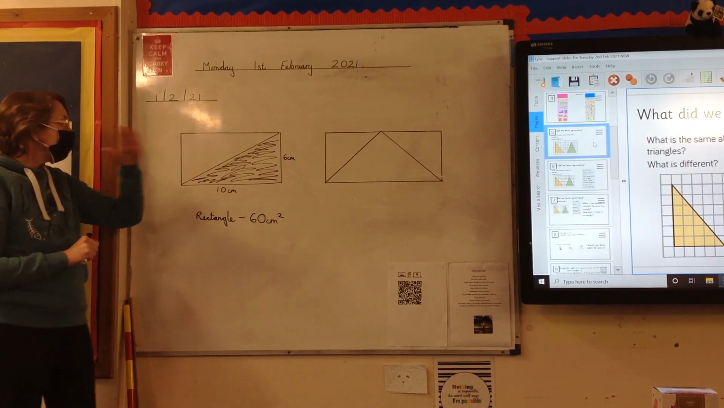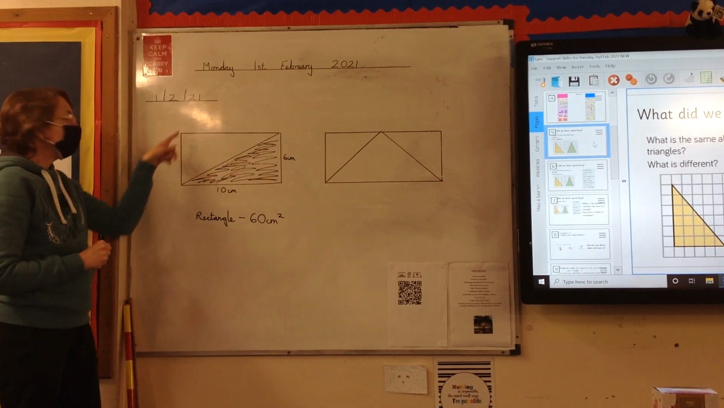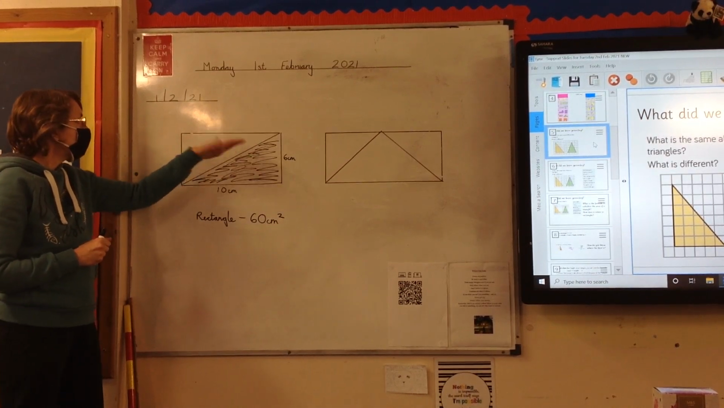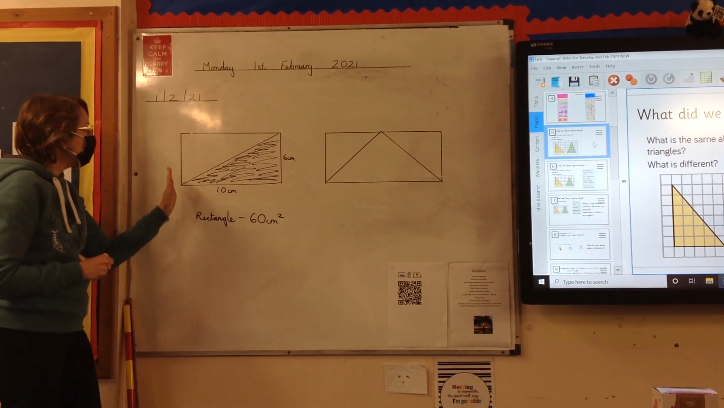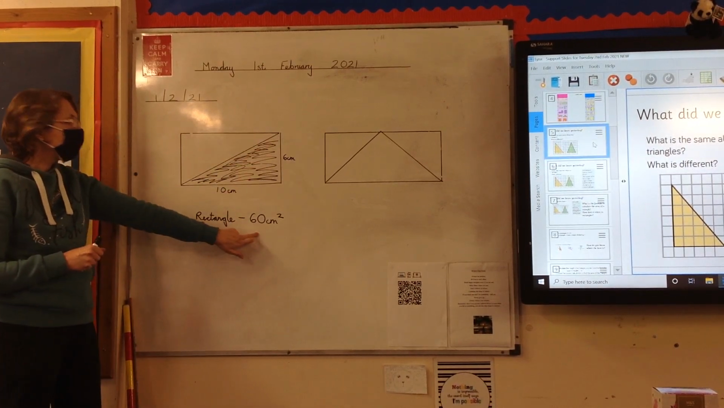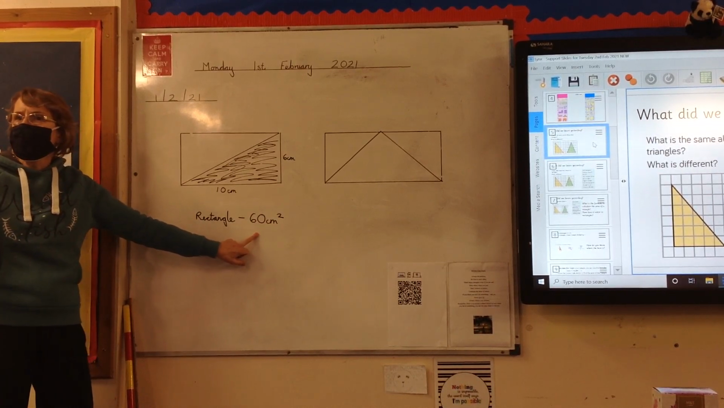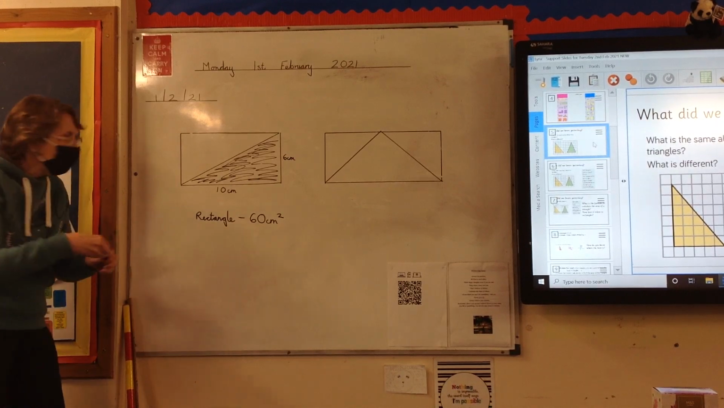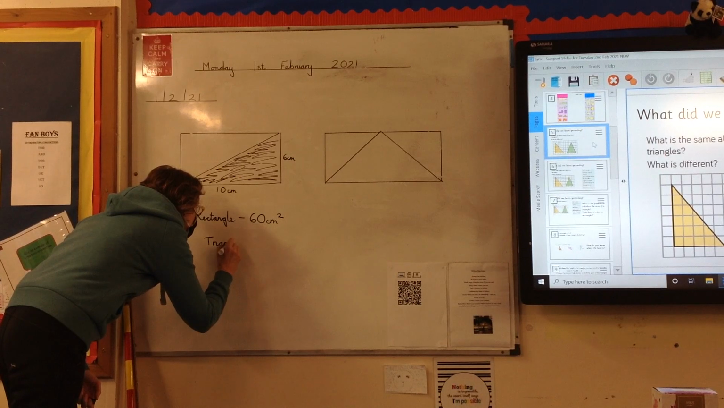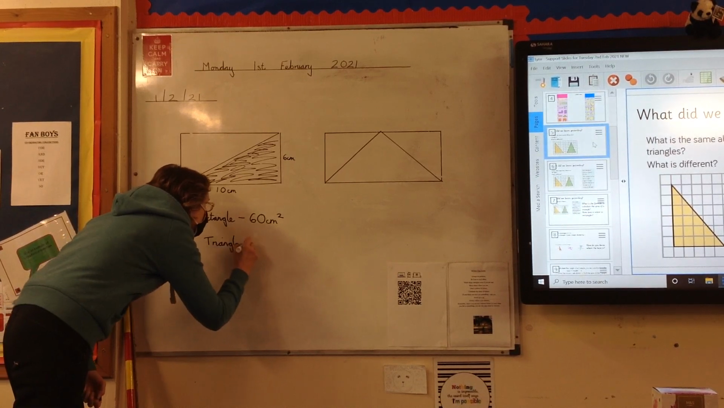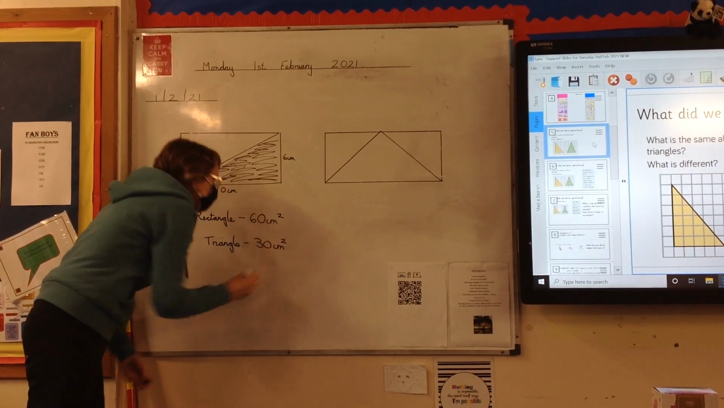Good. It's exactly half the area of that rectangle. Two of those would fit exactly into that shape. So it's exactly half. So if we know the area of the whole thing is 60 centimetres, the area of half of it would be half of 60, which is 30. So the triangle has an area of 30 centimetres square.